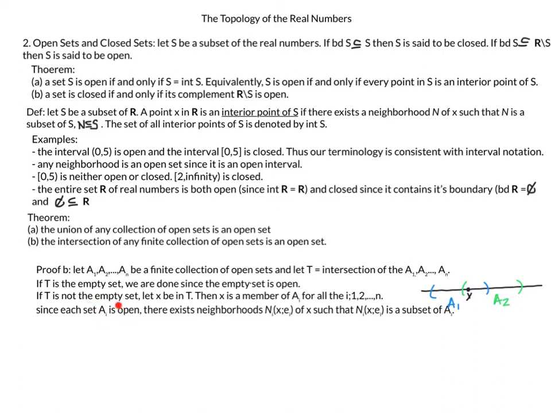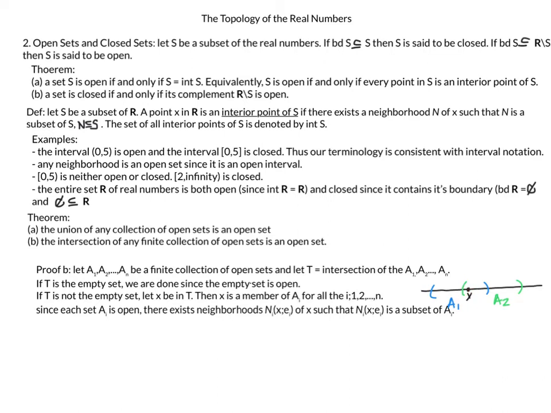Since each A sub i is open, there exist neighborhoods N sub i such that N sub i is a subset of A sub i. Here in A1, which is in blue, I can have a pretty big neighborhood around X that is totally inside A1, because A1 is open. For A2, X is a little closer to the end of the interval, so the neighborhood has a much smaller radius, but that's okay.